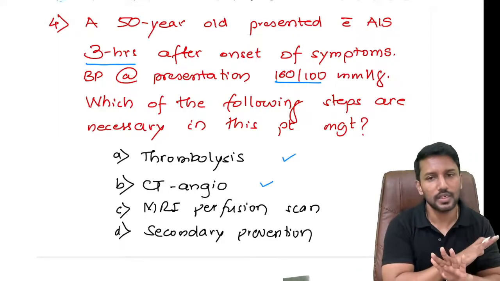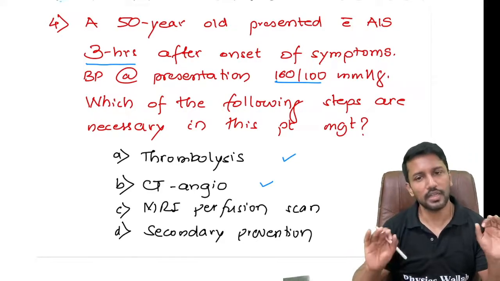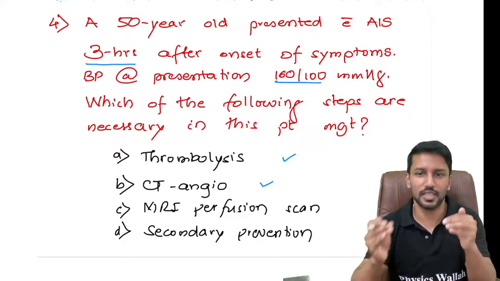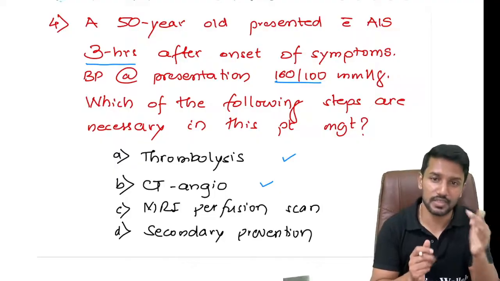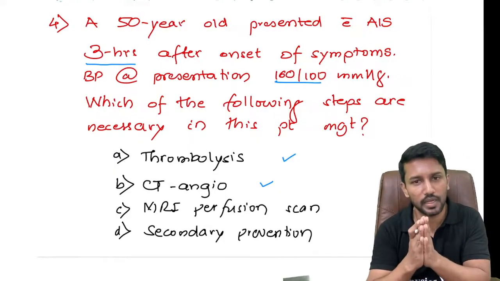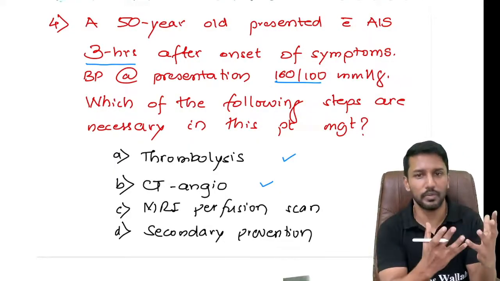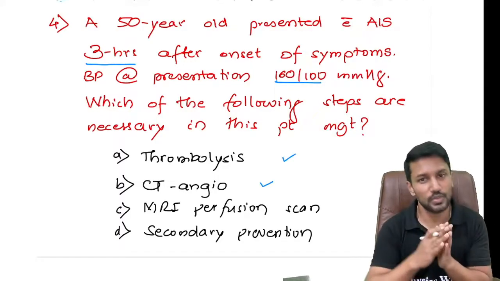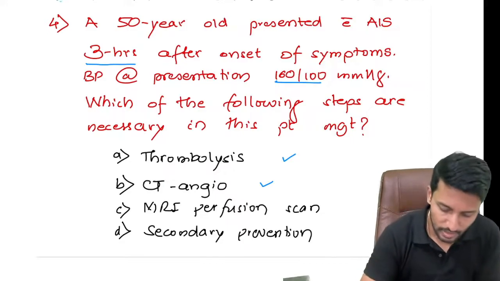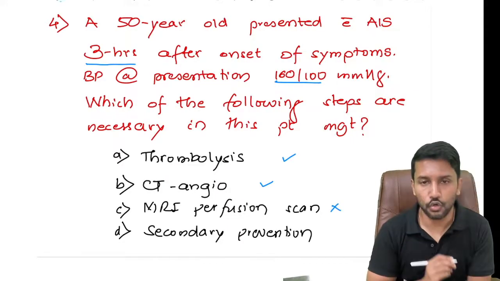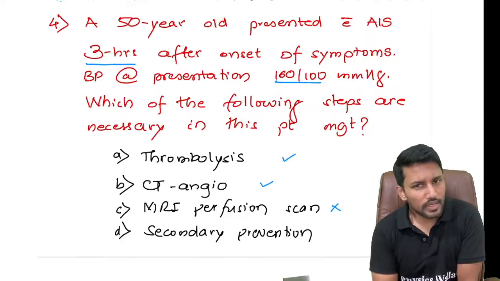If within 6 hours, I do not need the MRI perfusion scan, क्योंकि हम ये मान के चल रहे हैं कि अगर 6 घंटे के पहले ही आए हैं तो कुछ ना कुछ पेनम्ब्रा बचा होगा जिसको हम सेव कर सकते हैं. 6 घंटे के बाद में आया है तो पता नहीं कि पेनम्ब्रा बचा है या पूरा इन्फाक्ट हो गया है. तो इसलिए डिफ्यूजन या MRI परफ्यूजन स्कैन जरूरी है. सो डू आई नीड MRI परफ्यूजन स्कैन हियर? नो. Do I need a secondary prevention?